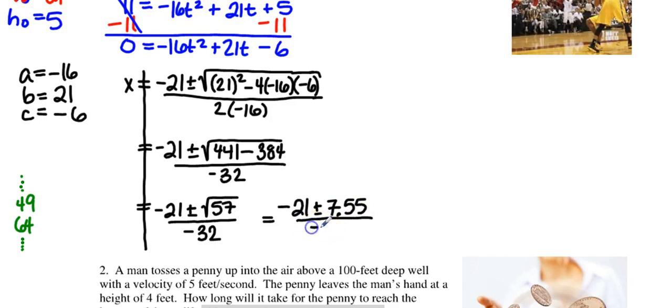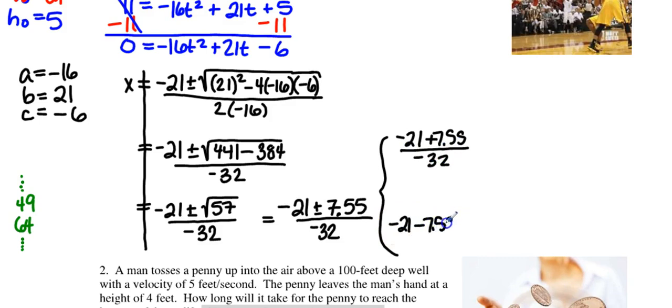All divided by negative 32. Notice, all divided by. So all of this is in the top. All divided by negative 32. After I've taken the square root, there's nothing else for me to do in terms of simplifying. So now I can break this up. It's going to be negative 21 plus 7.55, all divided by negative 32, and negative 21 minus 7.55, all divided by negative 32. I'd ask that you pause the video and finish getting your two answers, and then we'll see if we match. Press pause and see what you get.